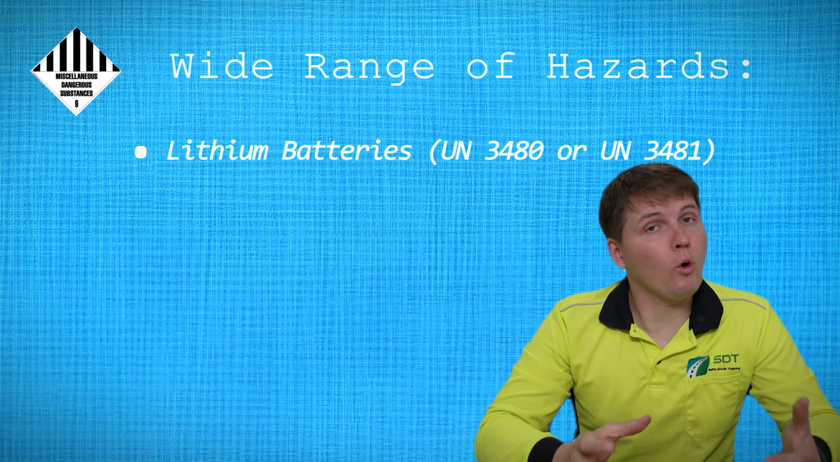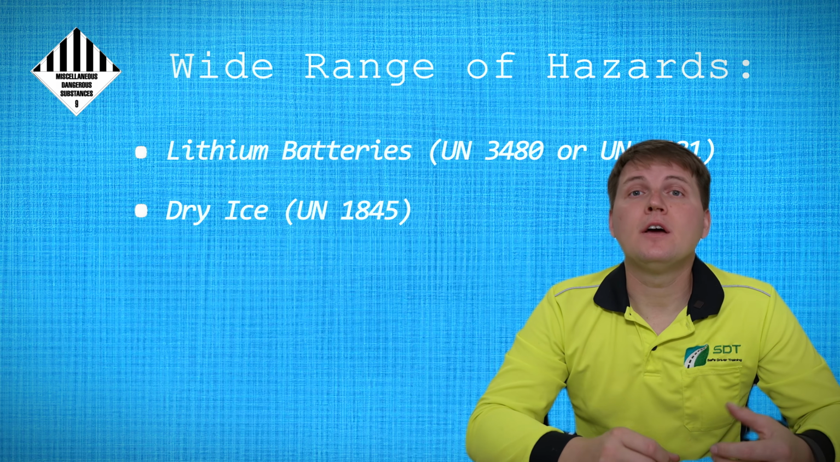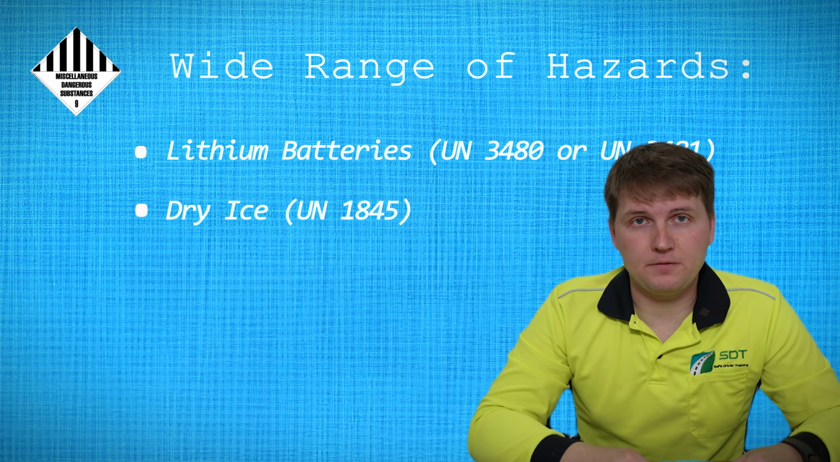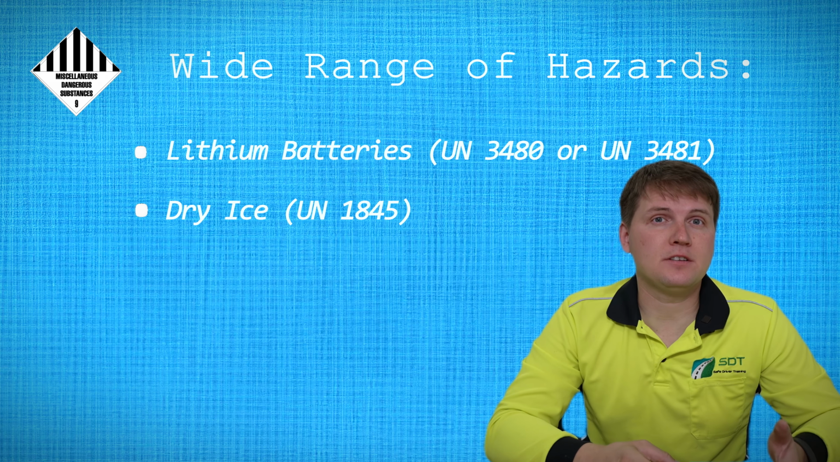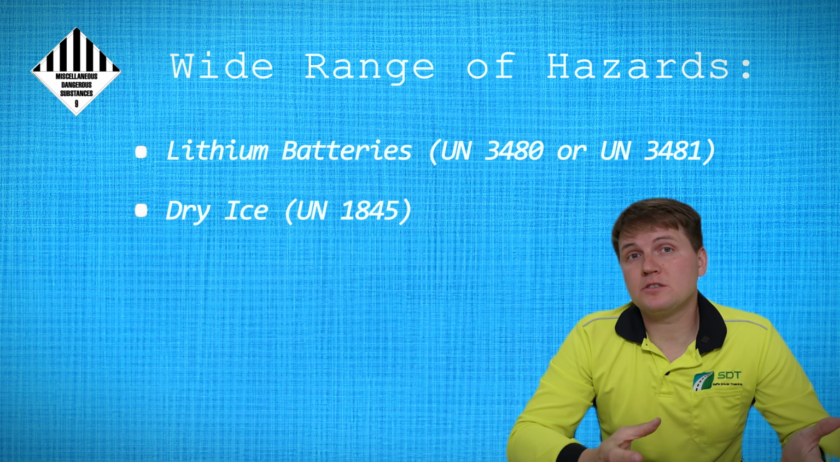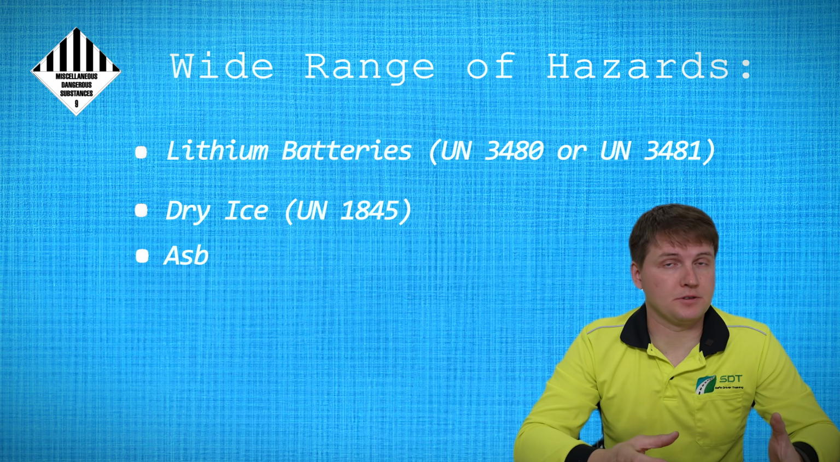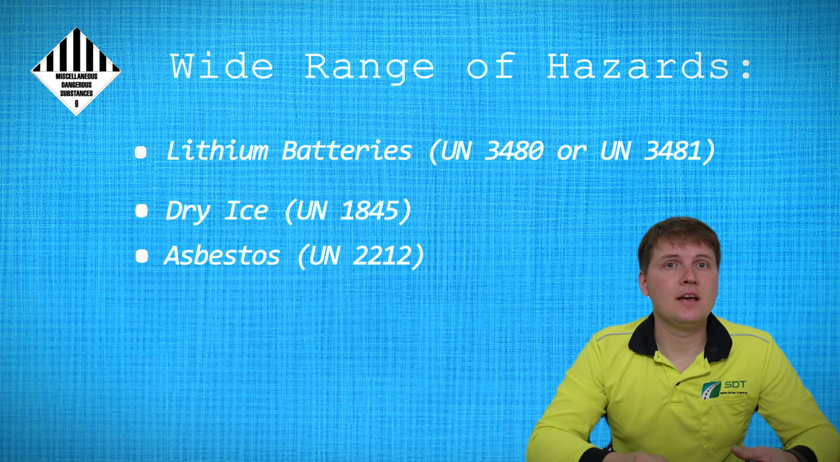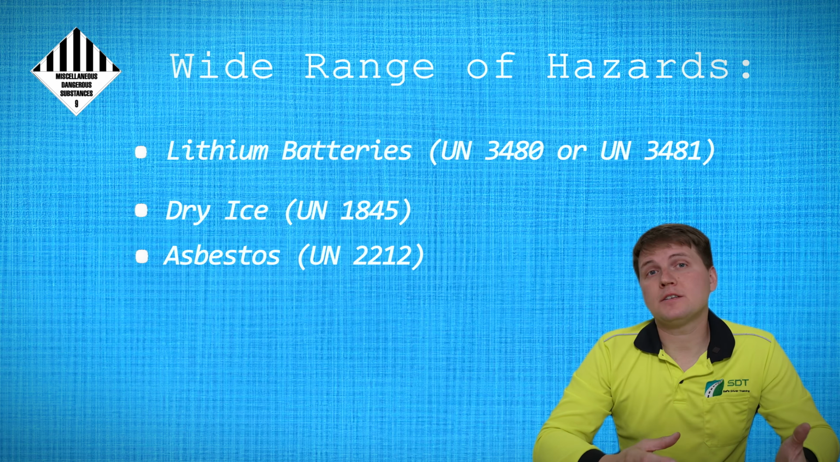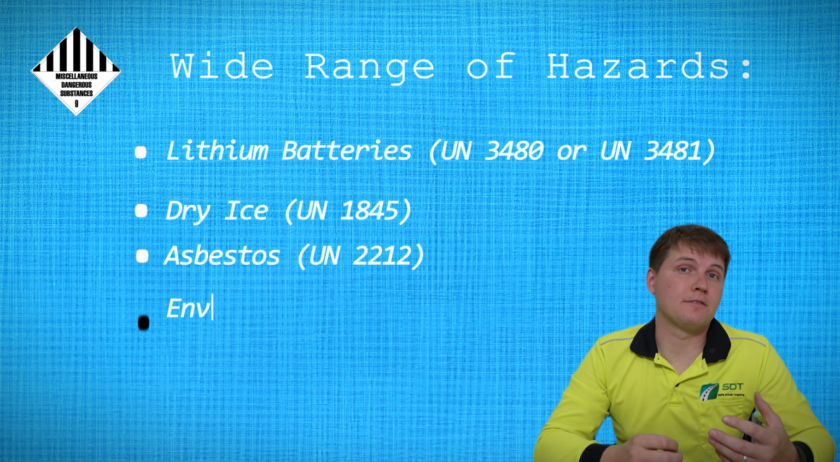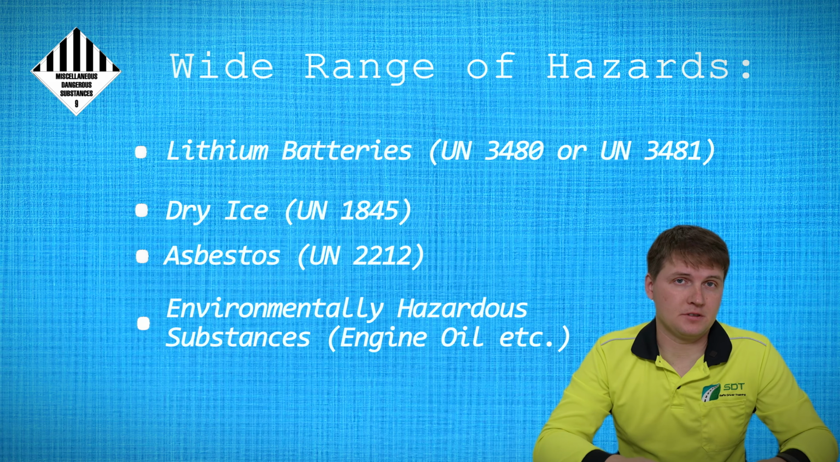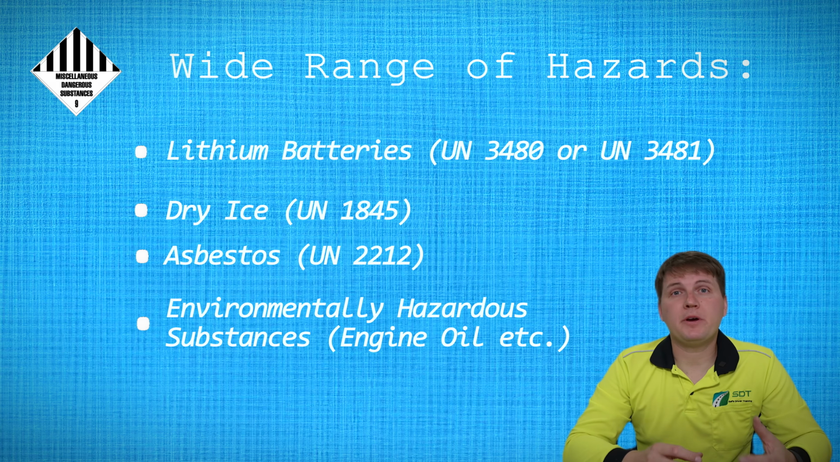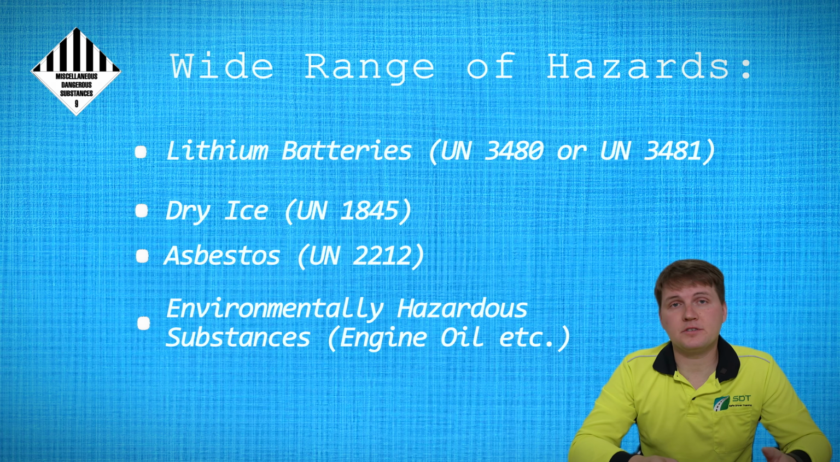The next example, also class 9, is dry ice, UN 1845. It's a solid form of carbon dioxide that can release gases, creating a suffocation hazard in confined spaces. As well as that, we have substances like asbestos, UN number 2212, that can cause lung disease when its fibers are inhaled. And the last example I'll give you of class 9 is environmentally hazardous substances like oils and various other products that pose a high risk to the environment, especially aquatic ecosystems like rivers and marine life.